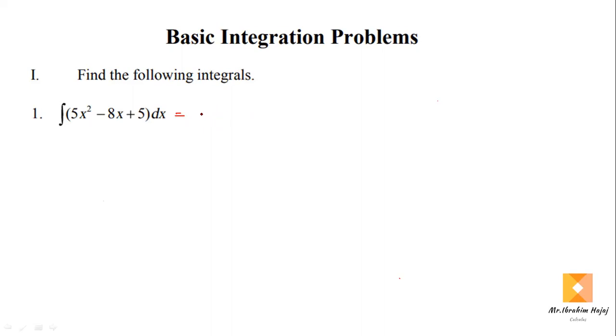Mr., 5x squared becomes 5x cubed over 3, minus 8x squared over 2, plus 5x, plus c. Yes, so simply we can write it as 5 over 3 x cubed minus 4x squared plus 5x plus c. Yeah, this is the first question.